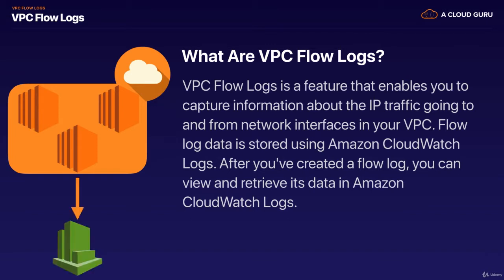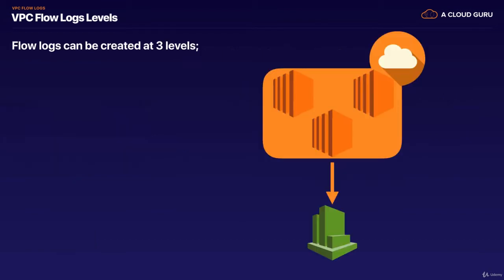So it's just a way of basically storing all the network traffic that's going on in your VPC. And flow logs can be created at 3 different levels. You can do it at the VPC level, you can do it at an actual subnet level, and then you can go all the way down to your network interface level, so down to your ENIs as well. So let's have a look at how this works in the AWS console.